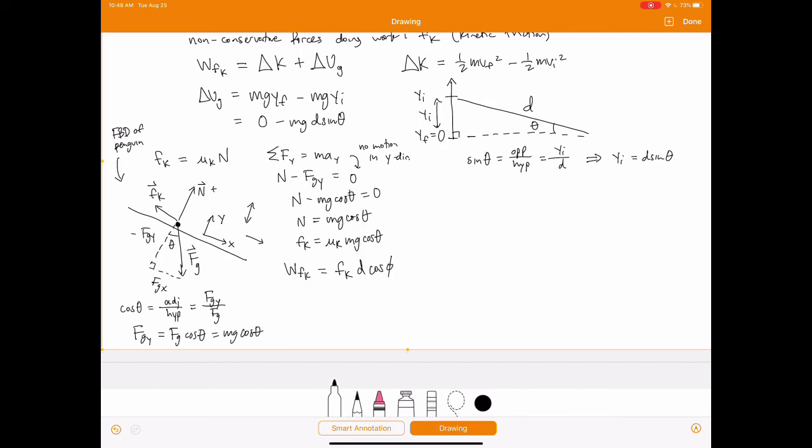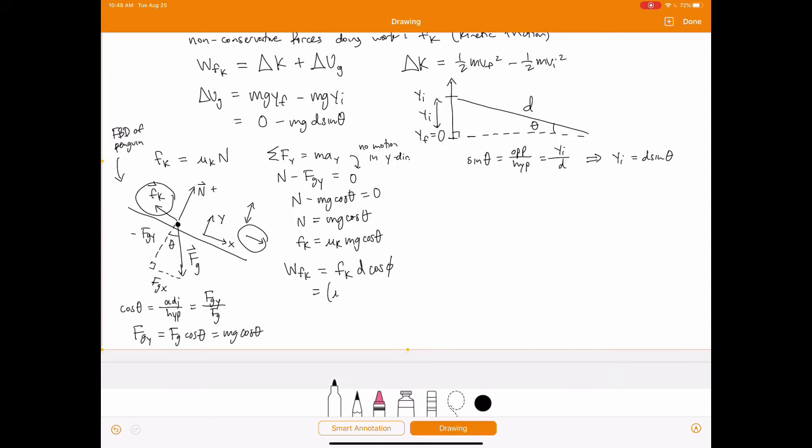So what we have is a displacement going down the ramp in the positive x direction, and a force going up the ramp in the negative x direction. So what's the angle between those? They're pointing in opposite directions. It's 180. Okay, so for friction, that's always how it's going to work. The angle between force and displacement is going to be 180.